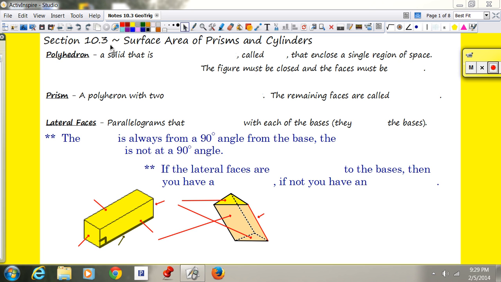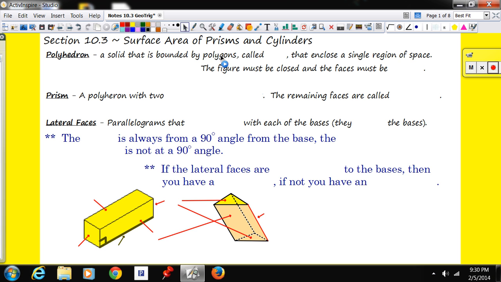Prisms and cylinders, we're going to talk about them. So here, polyhedron is the first vocabulary term. A polyhedron is a solid that is bounded by polygons. Means it's surrounded by polygons. Now a polygon we know is a closed figure that has all straight sides. No curved sides at all. No circles, no arcs, just straight sides.